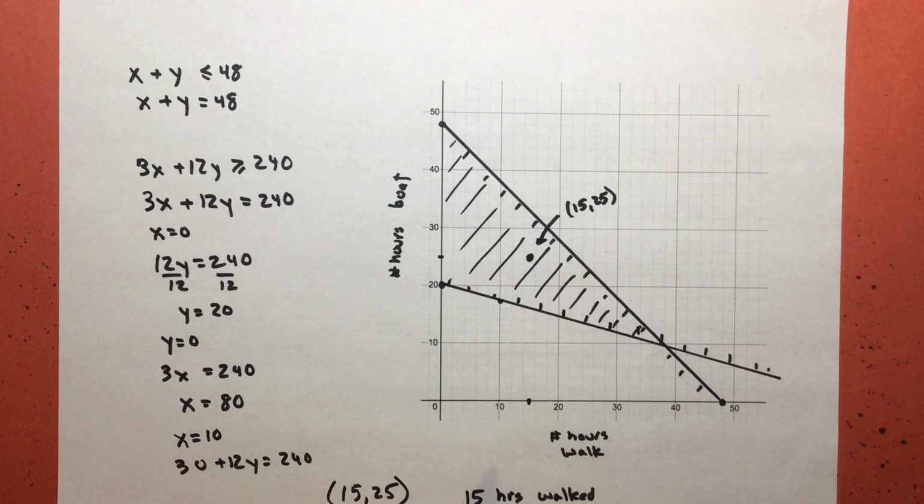So if they need to walk for 15 hours and be on the boat for 25 hours, it's going to meet the requirements, and they're going to get there within the constraints that they have. Okay? See you in the next video.